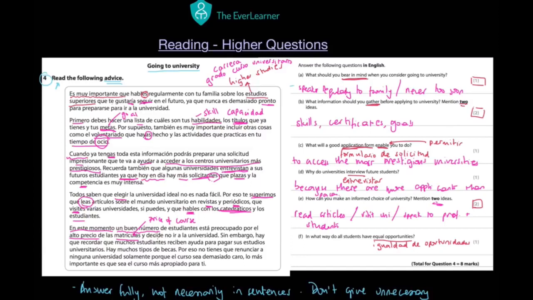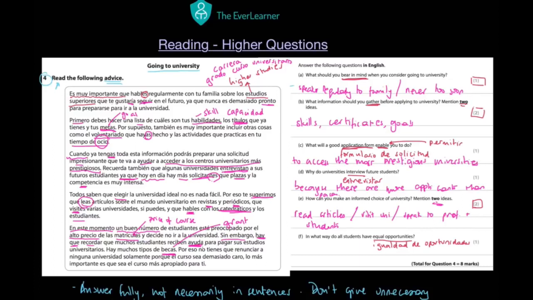So, "está preocupado por el alto precio de las matrículas y decide no ir a la universidad", and they decide not to go to university. "Sin embargo", however, "hay que recordar", we must remember, and notice this "hay que", one must, okay? "Hay que recordar que muchos estudiantes reciben ayuda para pagar sus estudios", many students receive help to pay for their university studies. "Hay muchos tipos de becas", okay? So, "beca" is a grant. If you don't know this word, which is quite possible, just think "ayudas para pagar", help to pay.